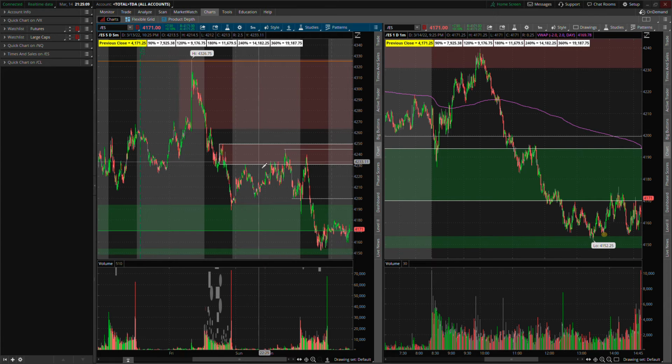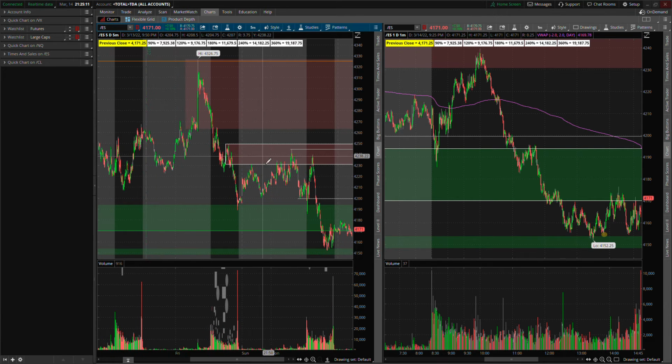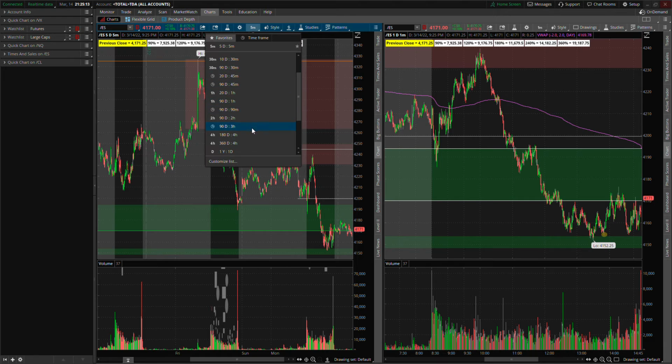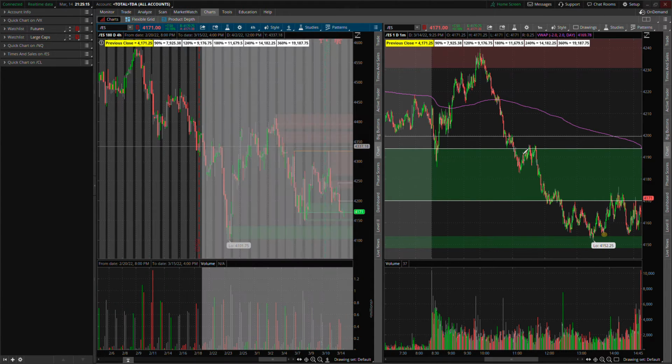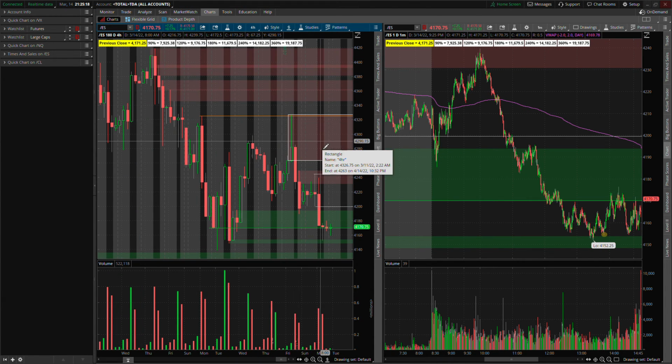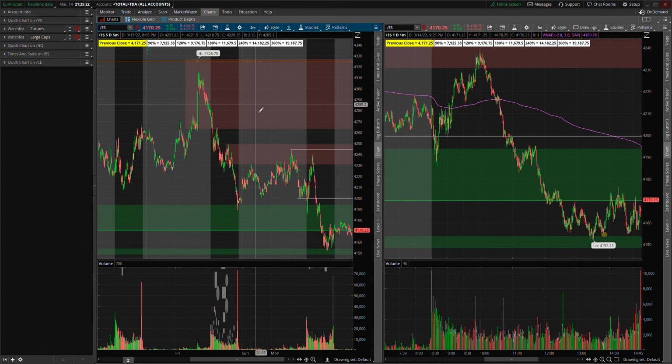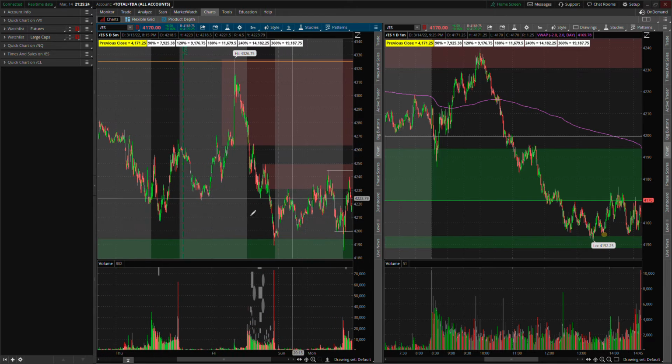Those are the two levels I'm looking for, the supply, and above this we actually also have a big 4-hour supply zone right here from Friday. So let's see how today went. You kind of got a glimpse there.